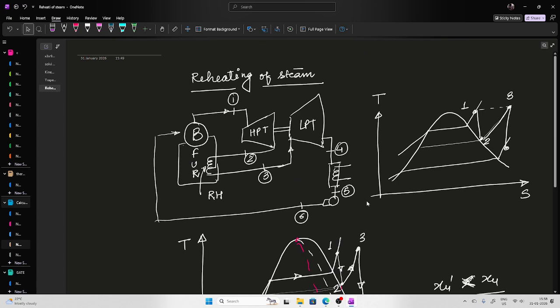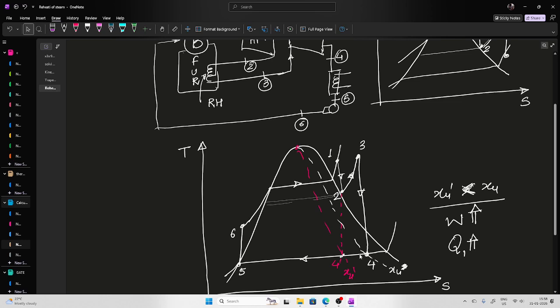So what benefit have you got? The first benefit is that the dryness fraction at the exit of the turbine has improved, and at the same time you are also getting more work output, but you have also supplied more heat. Okay, so in this lecture, till this point only. In the next lecture, we will try to use Excel to solve one problem of reheating, and at the same time we'll try to understand the optimum reheat pressure, so that you can understand what should be the limiting pressure so that the over-expansion in the low pressure turbine doesn't happen.